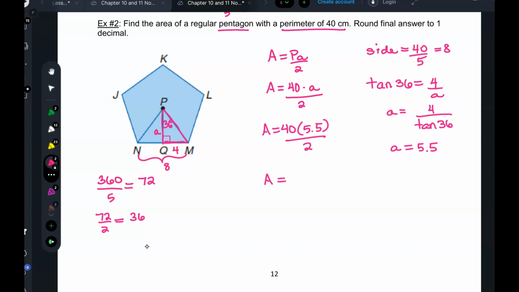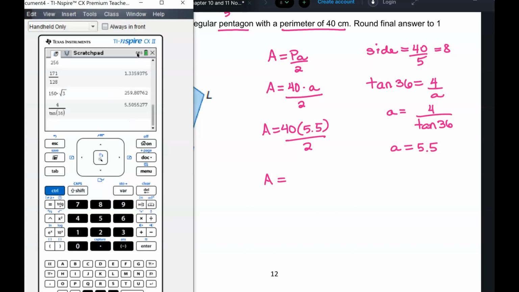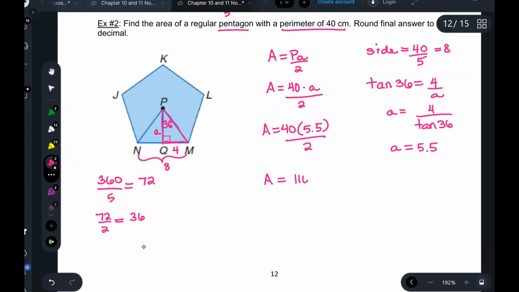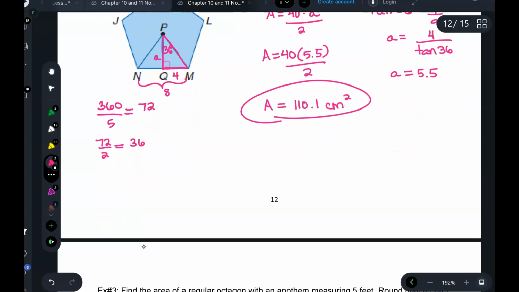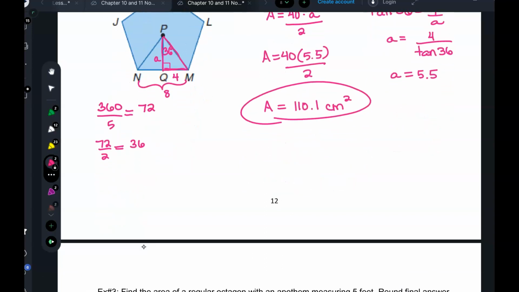How do I put the answer down from the previous one? Oh, I would do 40 times control negative sign, that'll take the previous answer, divided by 2. Oh, I was trying to figure out how to do that. 110.1.